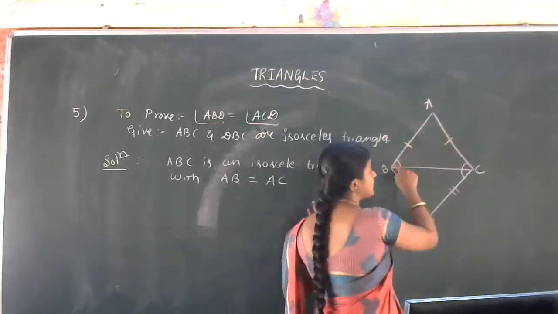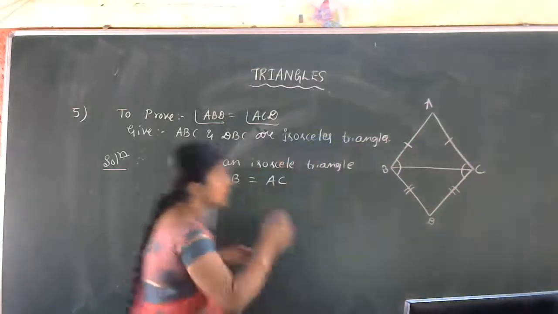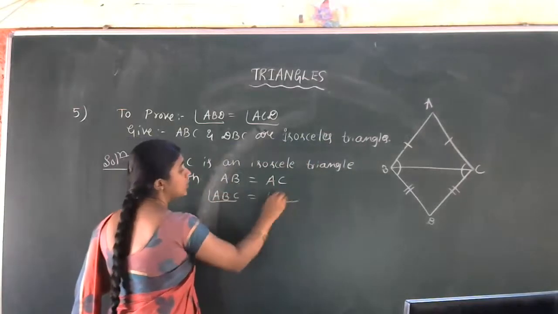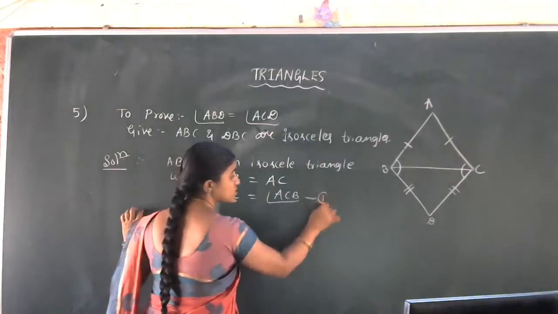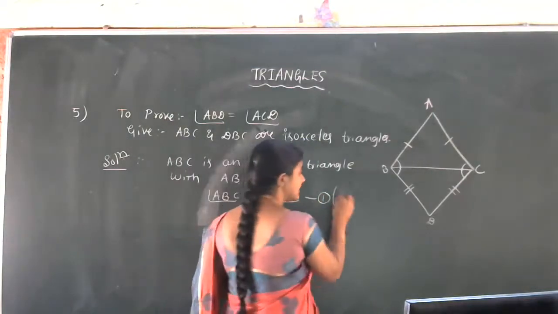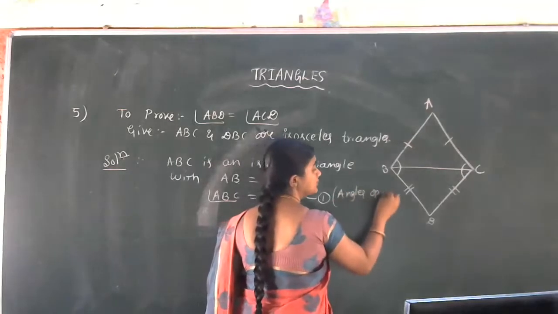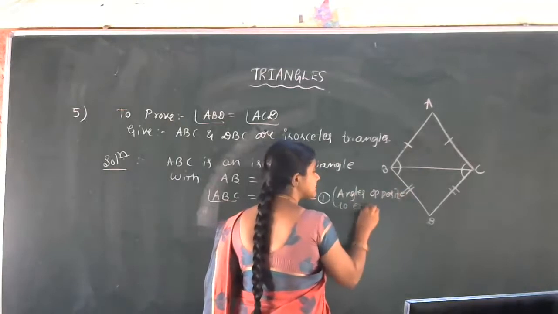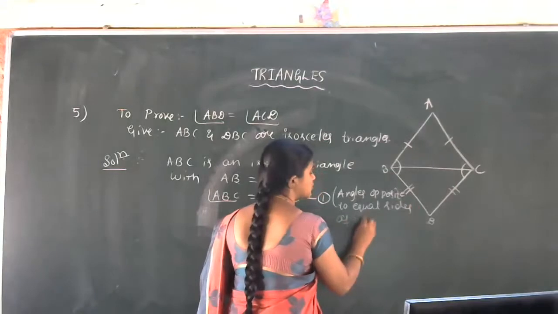Now ABC plus DBC in the diagram is the total angle ABD. Total angle ABD is equal to ACB plus DCB, that is total angle ACD. Hence proved. Got the idea? So this is our proof actually. See here, angle ABD is equal to angle ACD.